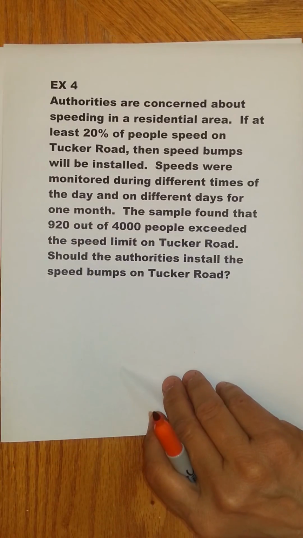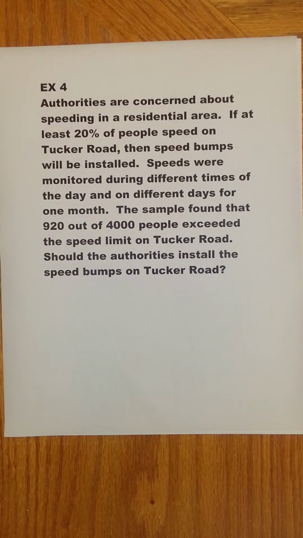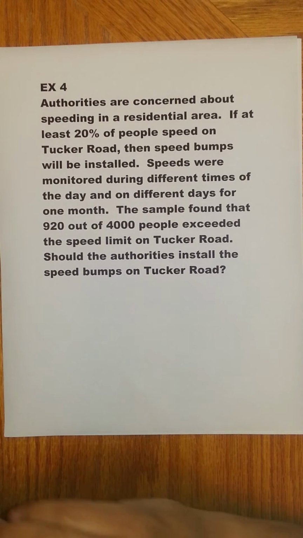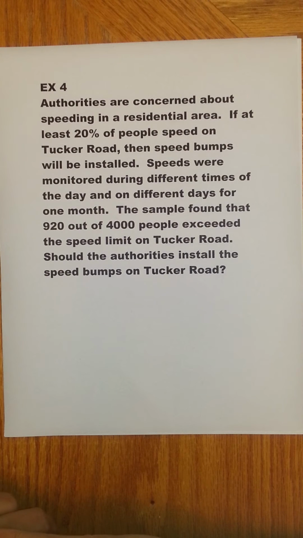Example 4. Authorities are concerned about speeding in a residential area. If at least 20% of the people speed on Tucker Road, then speed bumps will be installed. Speeds were monitored during different times of the day and on different days of the month, so it's random. The sample found that 920 out of the 4,000 people exceeded the speed limit on Tucker Road. Should the authorities install the speed bumps on Tucker Road or not?